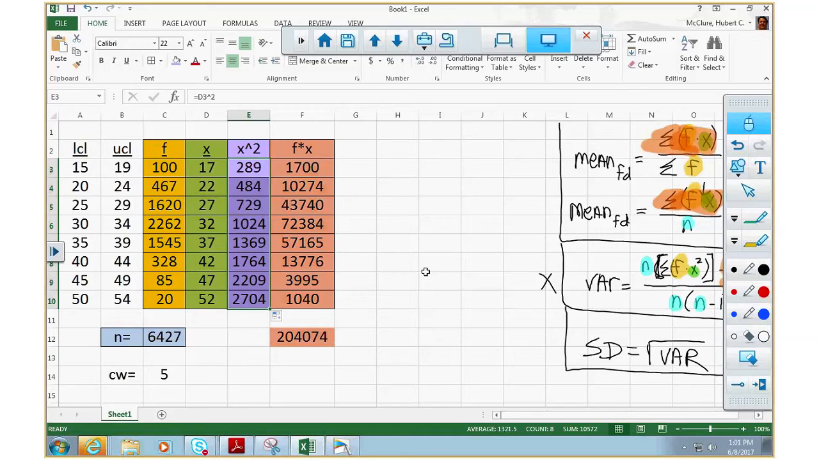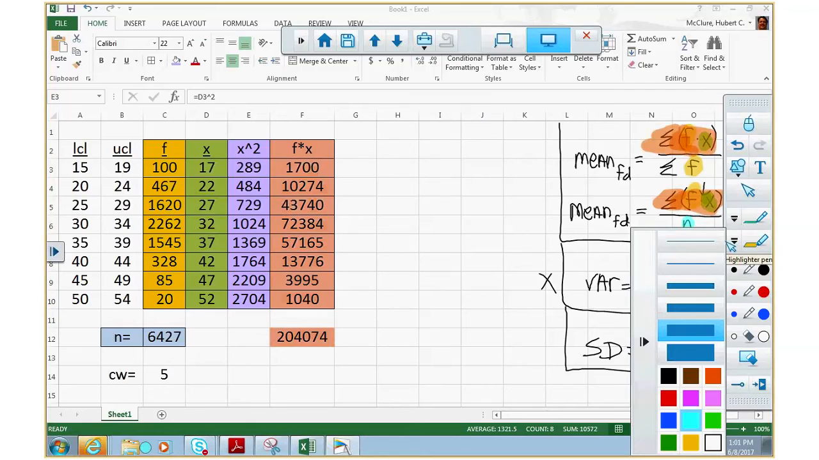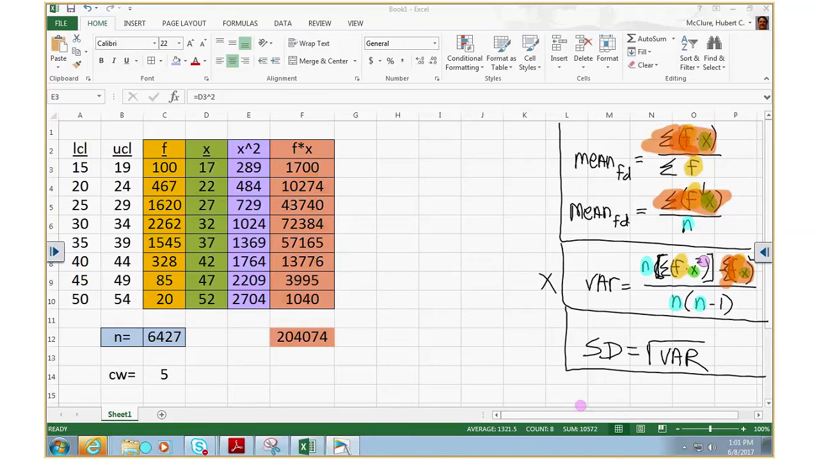So now you have this, and I'll take my handy dandy highlighter. I guess I'll have to use this pink, but it's more of a mauve. And we will highlight this right here. I just found x squared. There it is. And now I've got to take f times x squared.